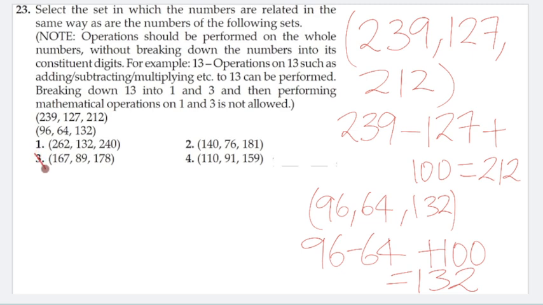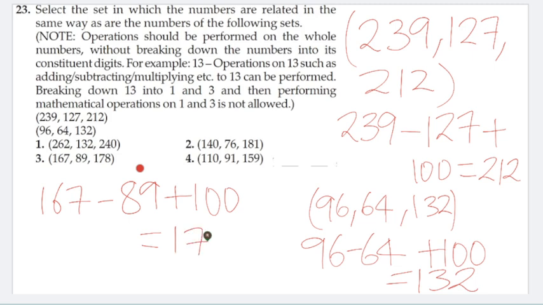Now see the third one, 160. If we see the third one, 167 minus 89 plus 100, we will get 178. So this is the right answer. Third option is the right answer. Third option is the right one, which is in the same pattern as these two sets of numbers.